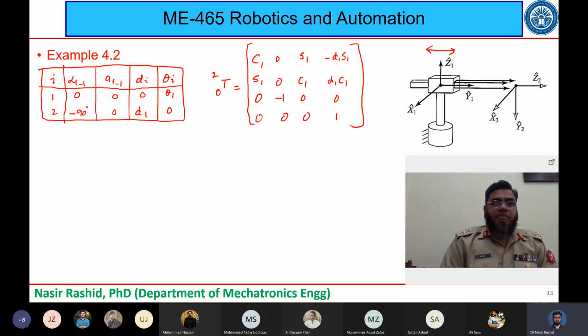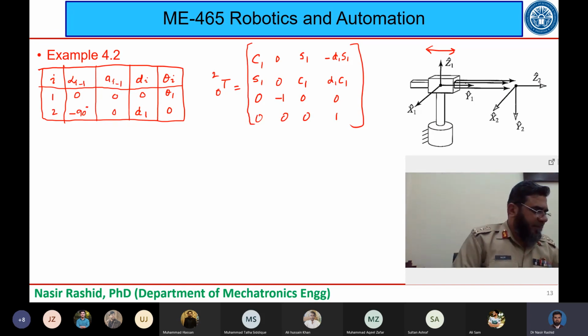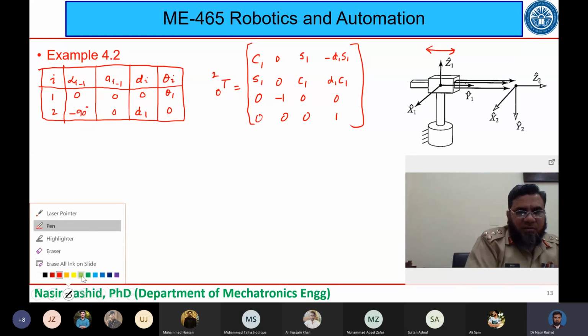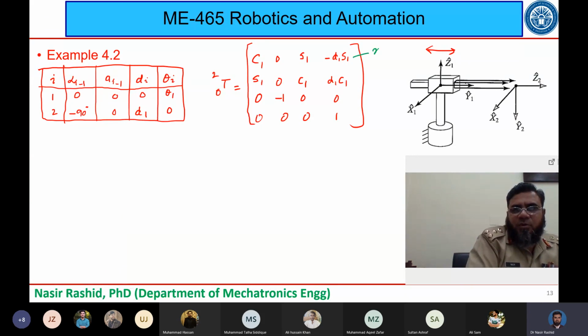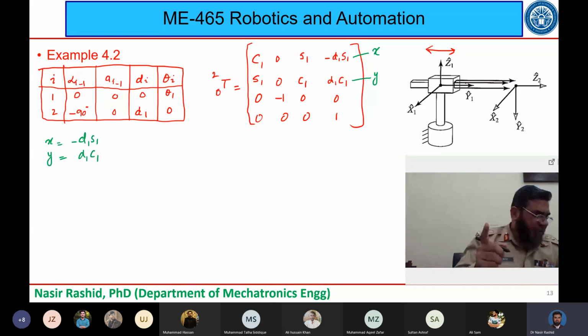Okay, now you have seen the corresponding part of what I said about x and y. This is corresponding to x and this is corresponding to y. So let me just write it down. So x will be equal to minus d1 sin 1 and y will be equal to d1 cos 1. Actually what I am interested in is to find out cos and sin.